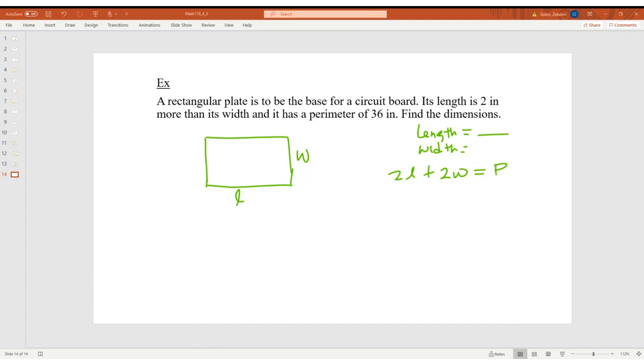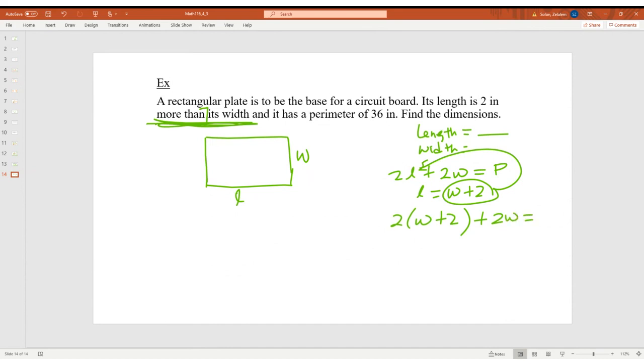So let me go over the problem. It says the length is 2 more than the width. So that's basically here, 2 more than the width. So I will substitute the L by W plus 2. So 2 times that, for L, plus 2W equals P, which is 36. So the perimeter is 36.